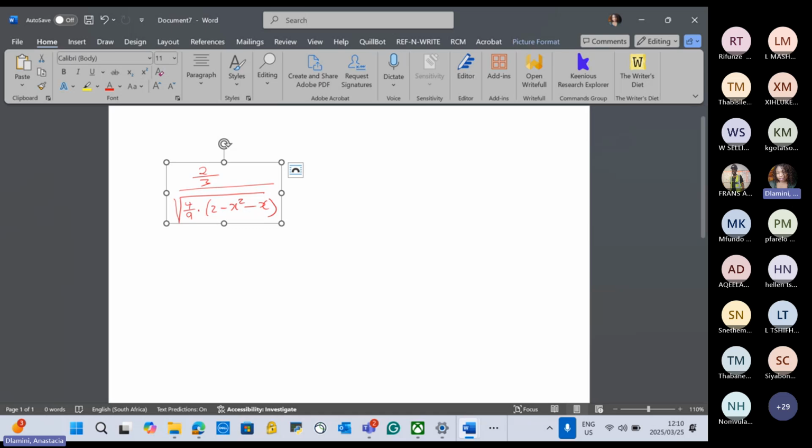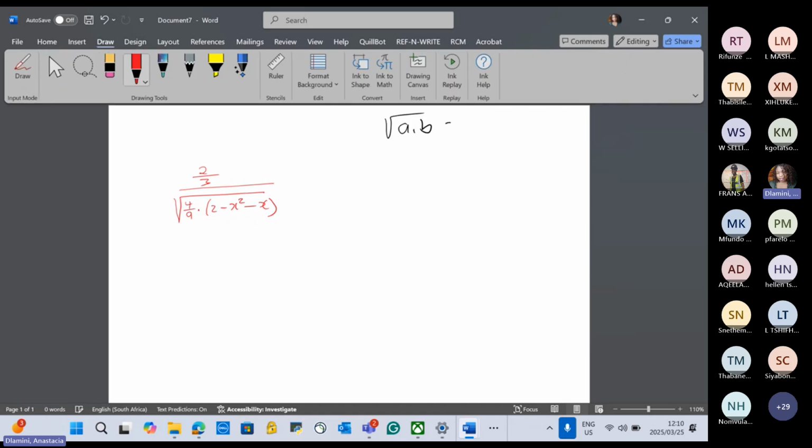From here, do you remember the rule that says the square root of a times b is the same as the square root of a times the square root of b? Do you remember that rule? Yes, ma'am. Meaning that this is 2 over 3. We can write this as the square root of 4 over 9 times the square root of 2 minus x squared minus x. Did I lose someone there? No, ma'am.